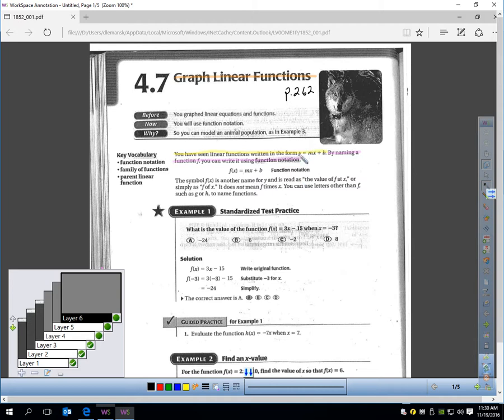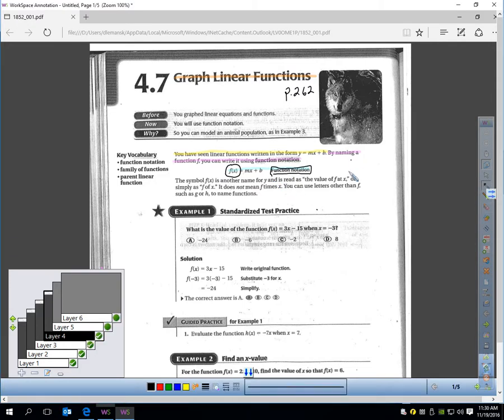Instead of using the variable y, however, we can write this equation in function notation. Function notation looks like the following. You notice, instead of having a y, they changed the symbol y to f of x. Now, what does that mean? Why would they do that? Well, first of all, they use f of x. That's entitled function notation. It's basically just a different language.